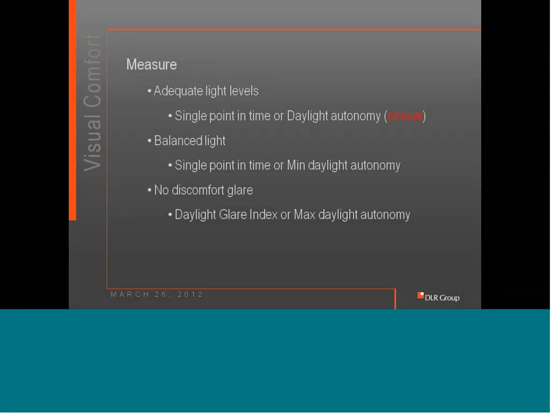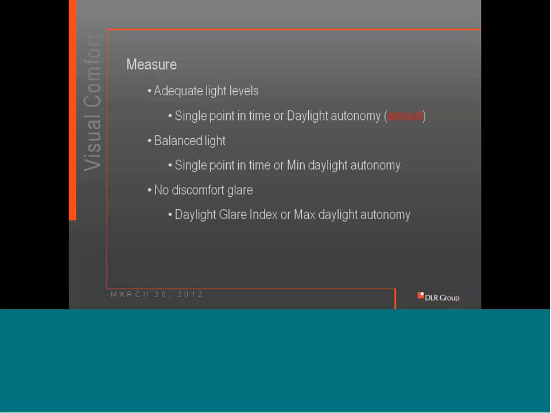So how do we measure all of this? How do we measure quantity and quality? For quantity, there are several different measurements. We can measure it at a single point in time, which is what LEED asks you to do. LEED wants you to measure it at 12 o'clock and 9 o'clock in the equinox. That's one way to measure it. The other way is daylighting autonomy. I'll talk about that in detail. Daylighting autonomy is an annual measurement, which is more applicable to the design than a single point measurement.